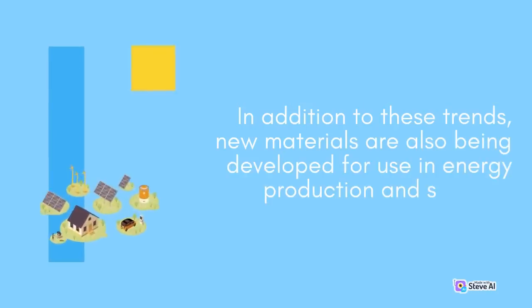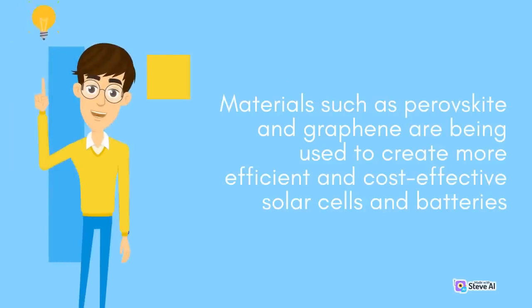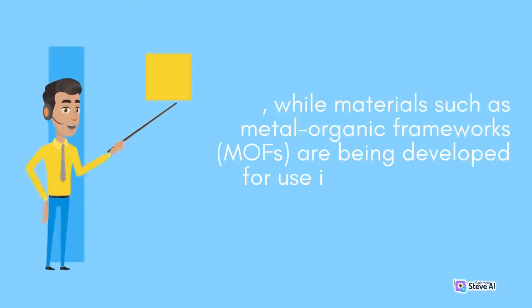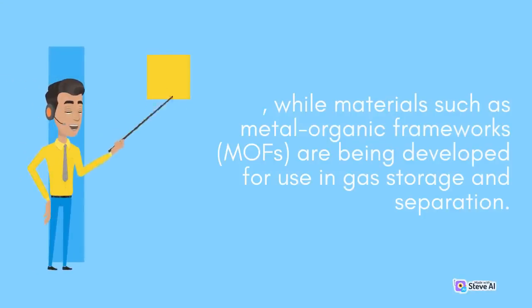In addition to these trends, new materials are also being developed for use in energy production and storage. Materials such as perovskite and graphene are being used to create more efficient and cost-effective solar cells and batteries, while materials such as metal organic frameworks, MOFs, are being developed for use in gas storage and separation.